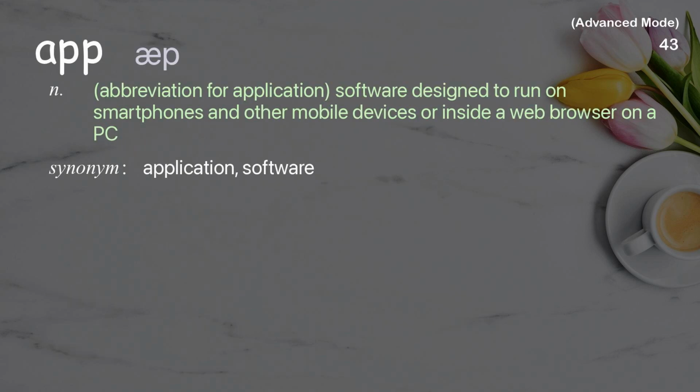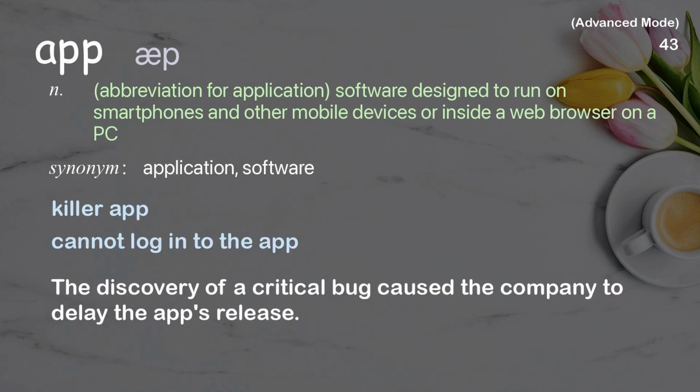App. Abbreviation for application, software designed to run on smartphones and other mobile devices or inside a web browser on a PC. Examples: Killer app. Cannot log into the app. The discovery of a critical bug caused the company to delay the app's release.